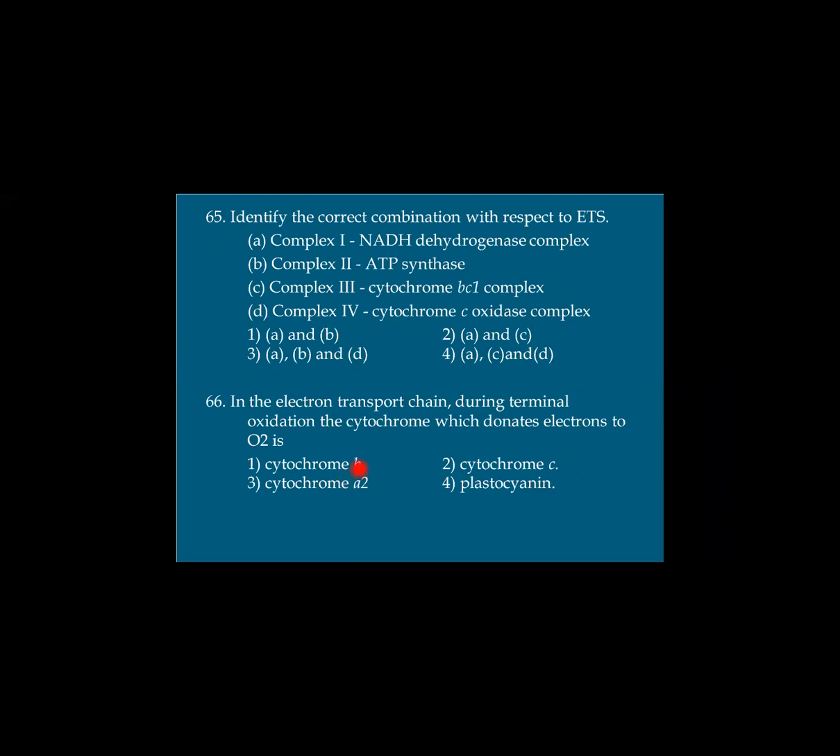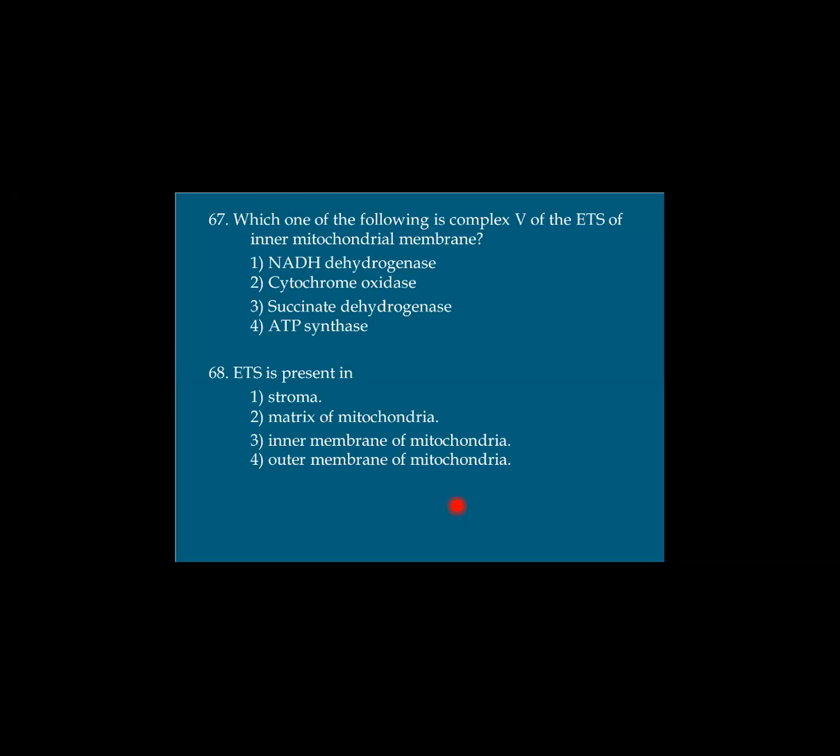Whereas if you just see the other options, B, I have already said B is the component of complex 3. Cytochrome C is the mobile electron carrier. Plastocyanin comes in. Can you just recall where does it come? Plastocyanin comes in photosynthesis, during the photophosphorylation process. It acts as an electron carrier. It transfers electrons from PS2 to PS1. Not related to this chapter.